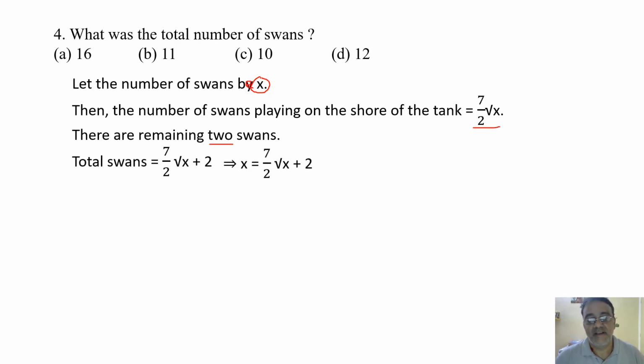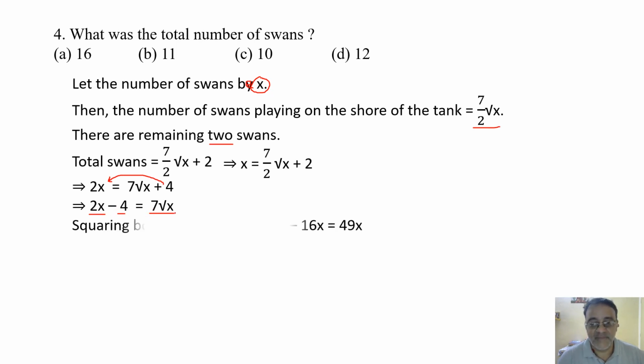So according to the statement, total swans is equal to 7/2 root x plus 2, and this is equal to x. Now multiply all by 2. So we'll get 2x is equal to 7 root x plus 4. Now shift this 4 to this side, minus 4. Now take square on both sides. So if we take square, 4x square plus 16 minus 16x is equal to 49x. This step is clear? Yes, sir.